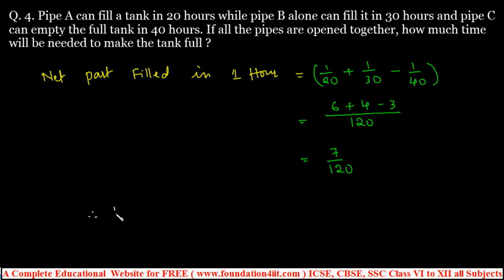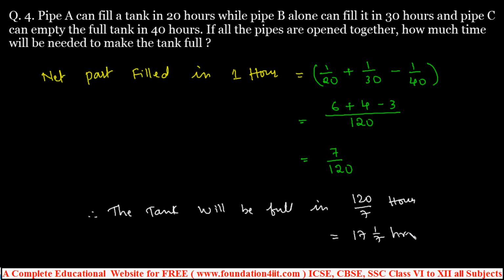So therefore the tank, for example, is just the reciprocal. So the tank will be full in, since in 1 hour 7 by 120th part, you can take total time as 120 by 7 hours. 120 by 7, so that is 17, right? 119. So 17 1 by 7 hours the tank can take by filling 2 pipes and emptying with another pipe. Okay, this we can do like this.